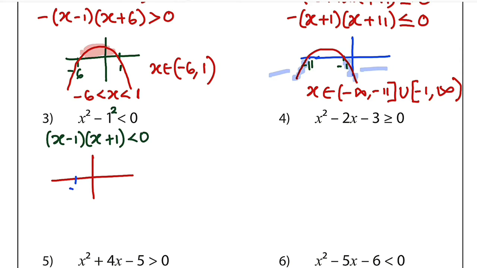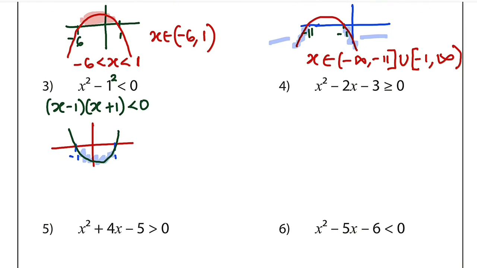If we have negative 1 here and positive 1 here, because the leading coefficient is positive, it is going to be an up and up parabola. So something like this, right? And the inequality is just less than 0. So where do we have it to be negative? Just within this region, from negative 1 down to 1.